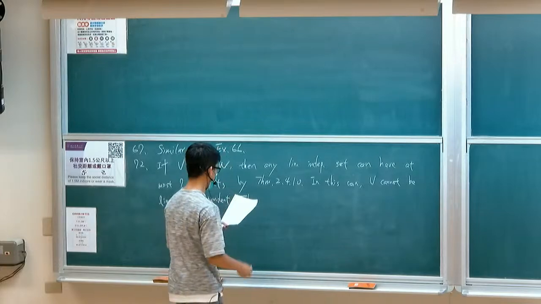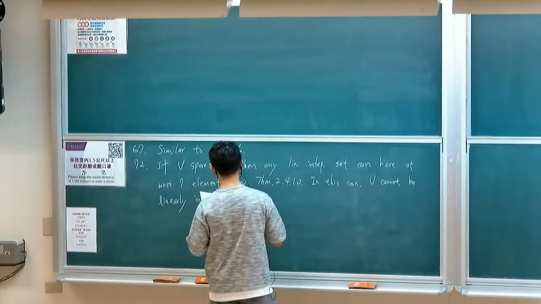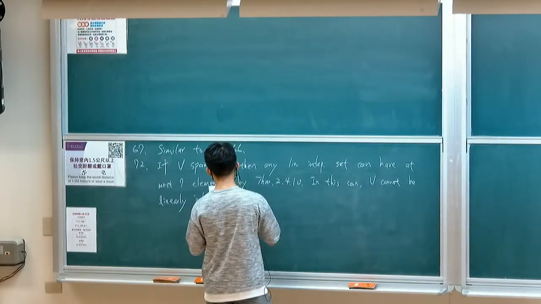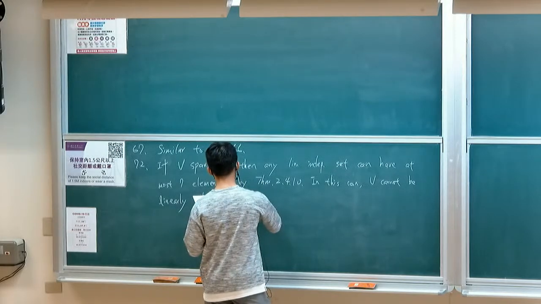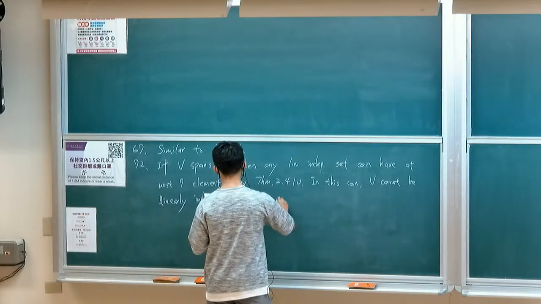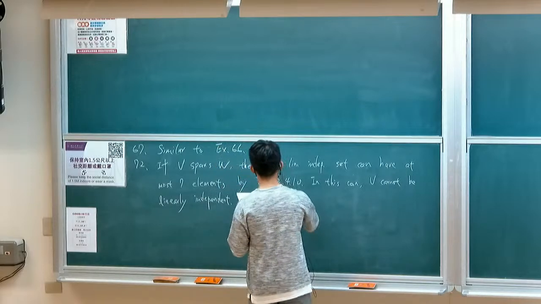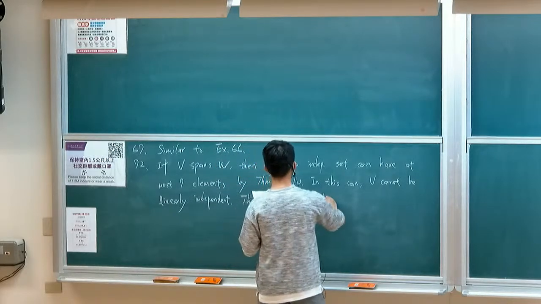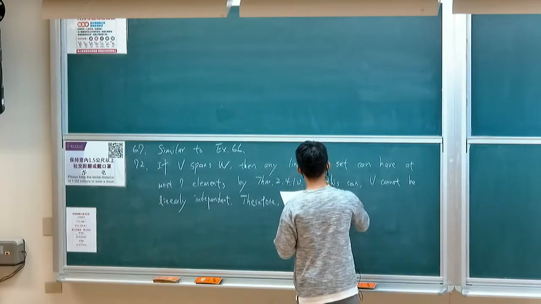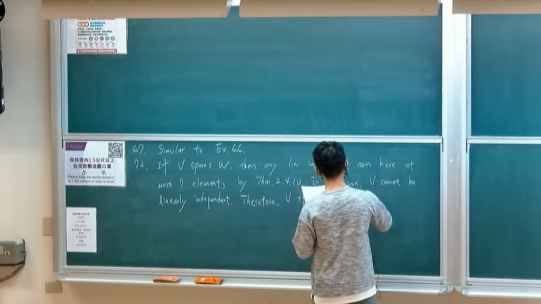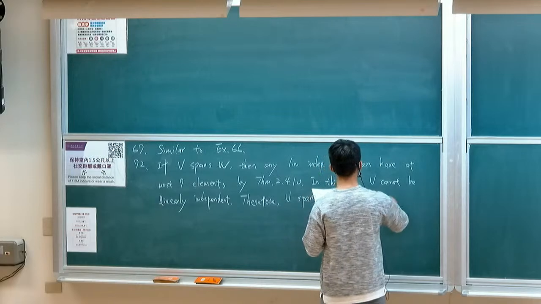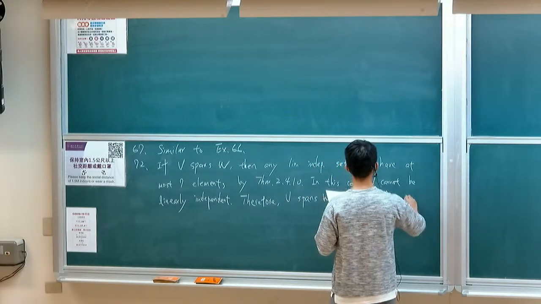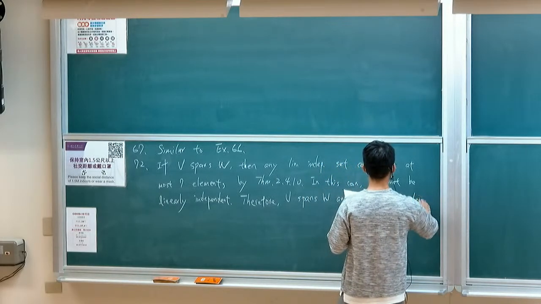Since this case is impossible, the only possibility is that U spans W, and V is linearly independent.